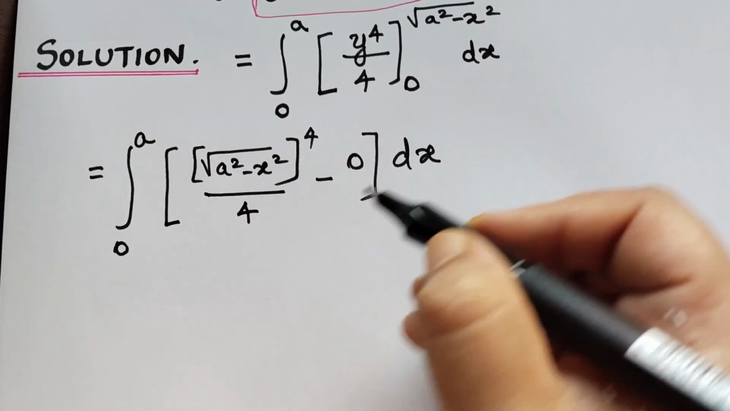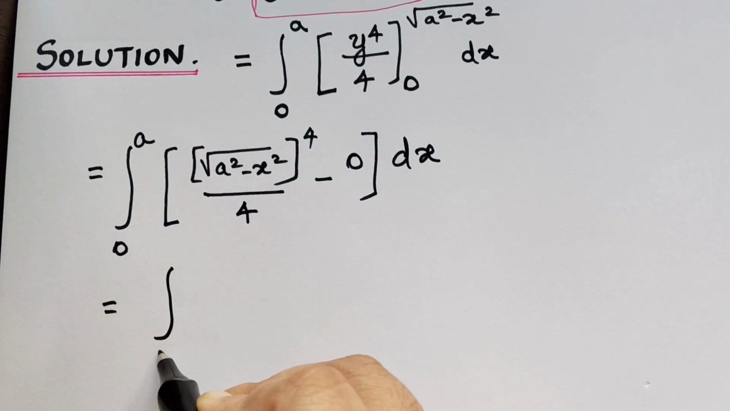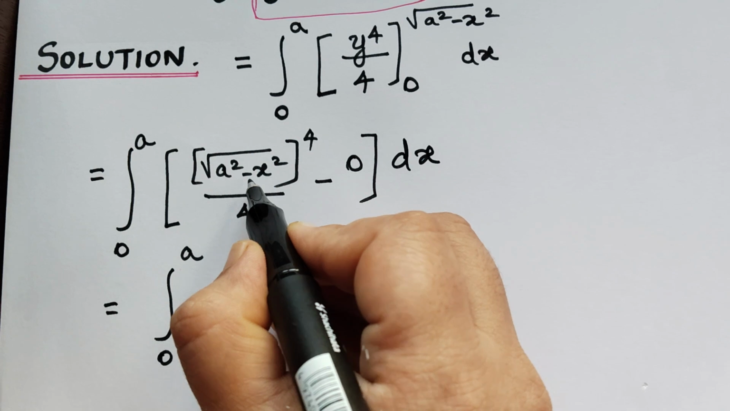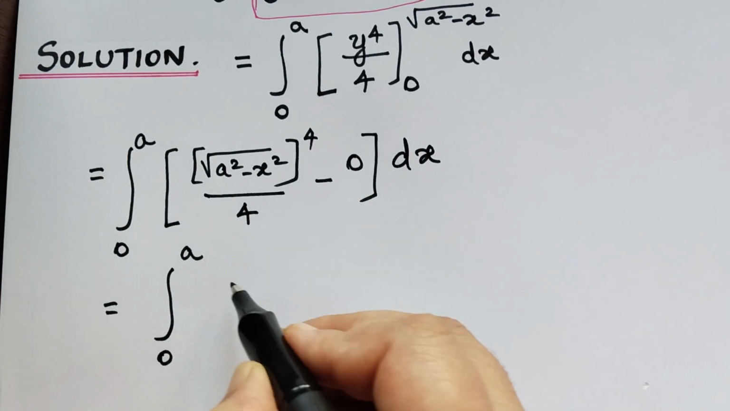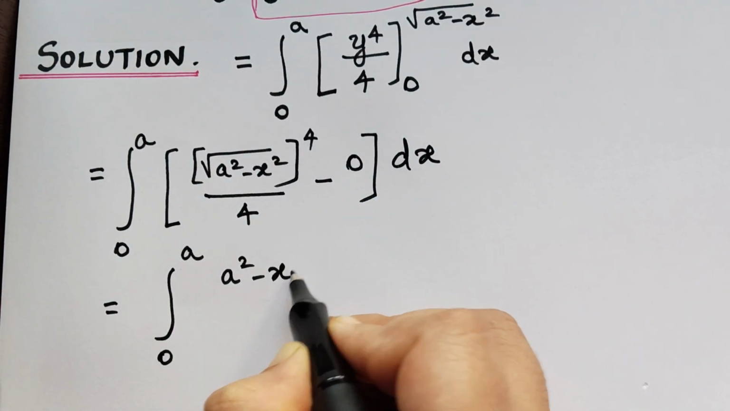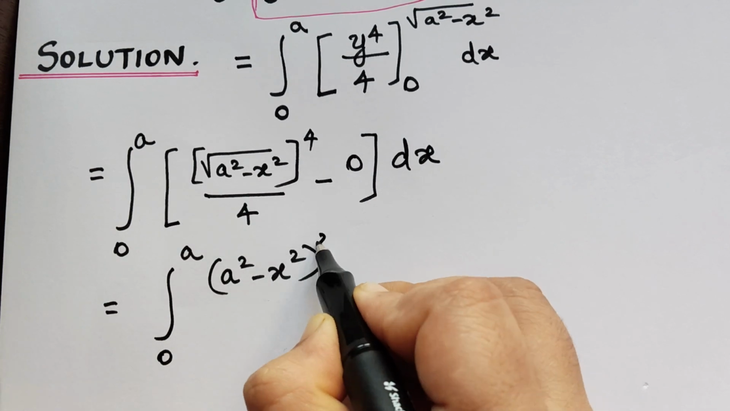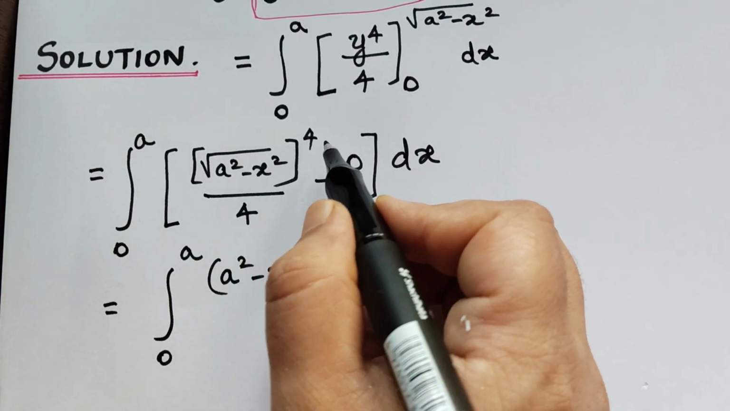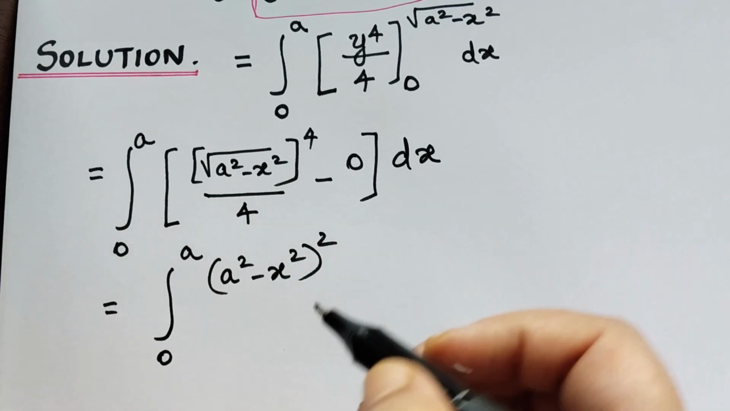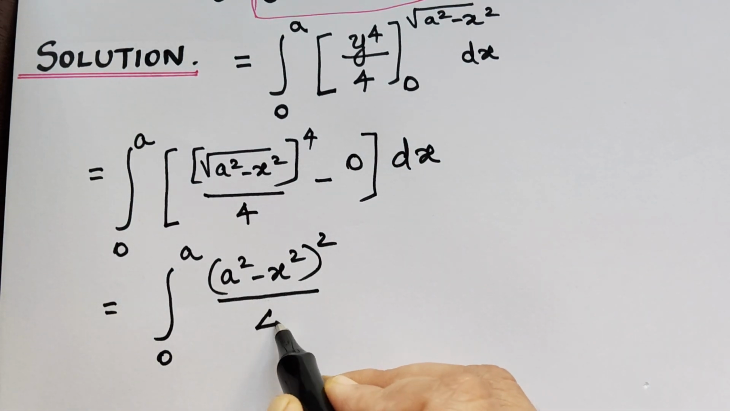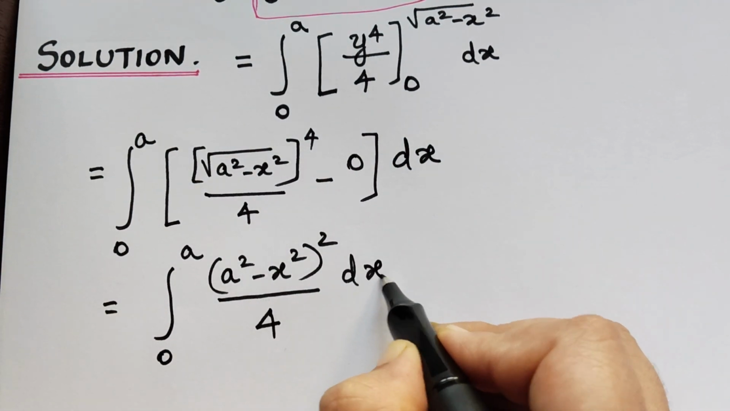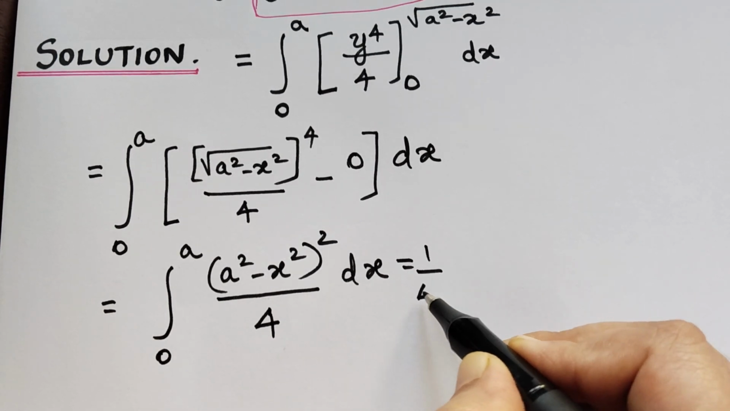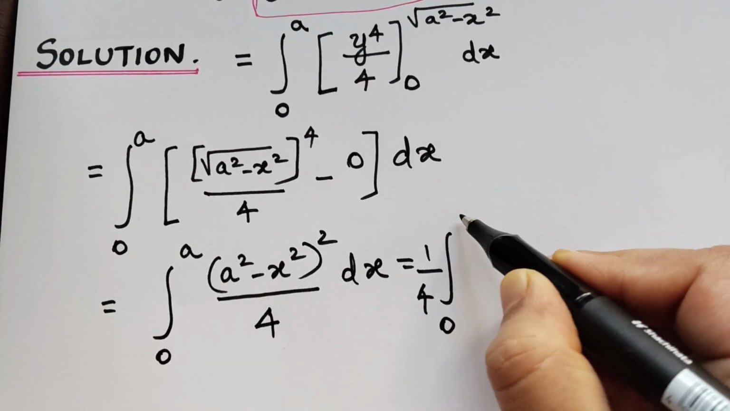So next we have to simplify this. The integral from 0 to a. What is square root of a square minus x square the whole power 4? It will be a square minus x square, the whole square. The square root is eliminated and we have a square. So divided by 4 and dx. This 4 in the denominator is a constant which can be taken out. So 1 by 4 integral 0 to a.